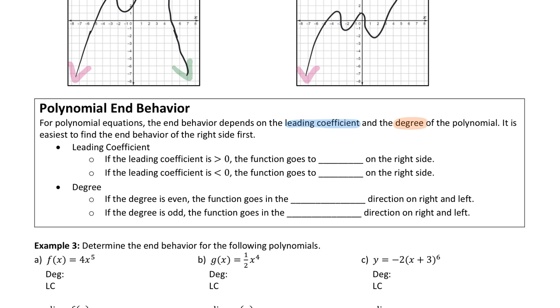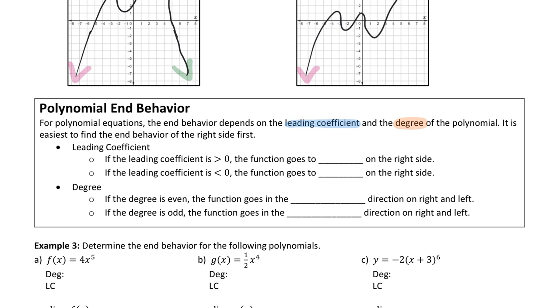Both of those things are things we've found in previous lessons. Remember, the degree is all the multiplicities added together, or the highest exponent. The leading coefficient is the coefficient of the largest term, or all of the coefficients of the factors multiplied together.